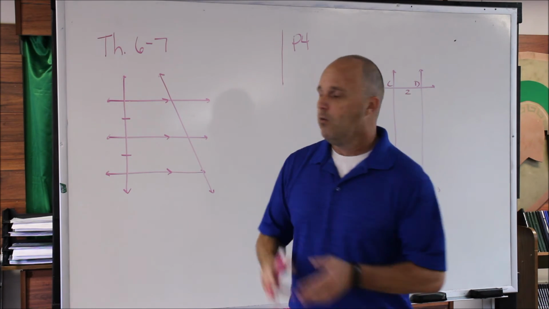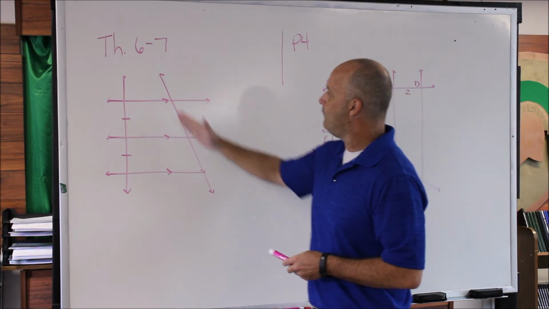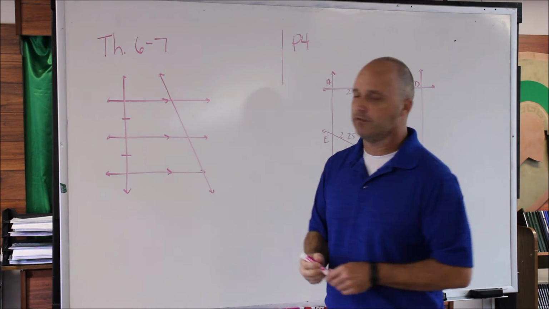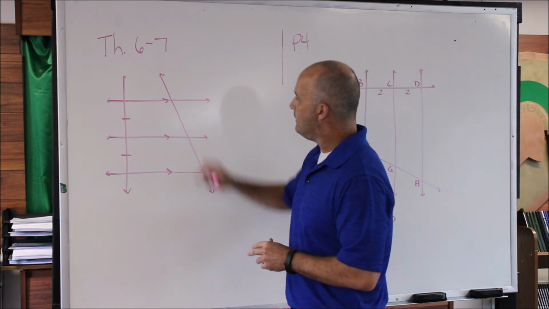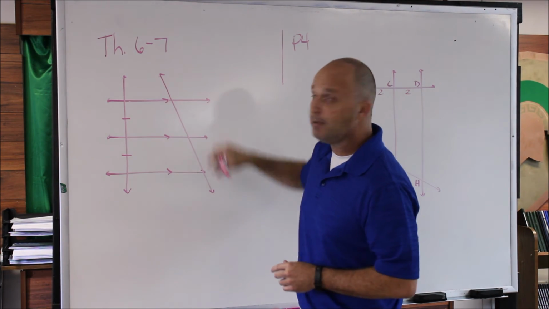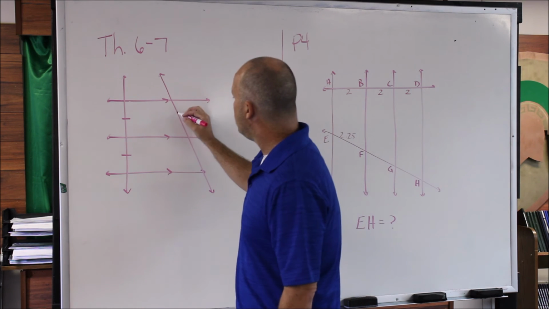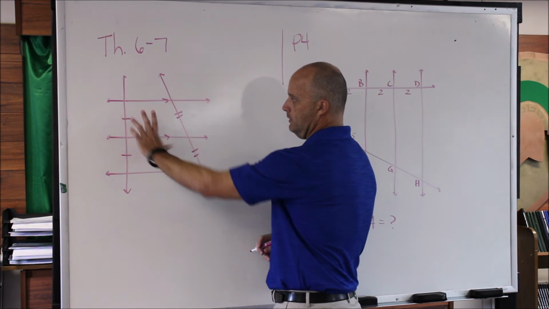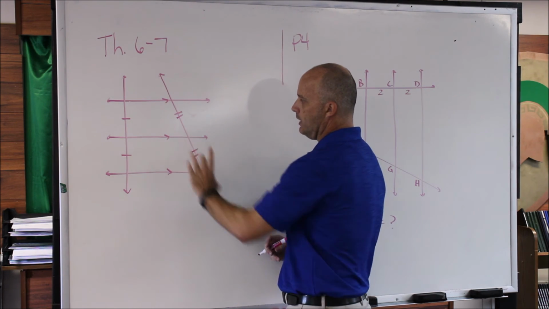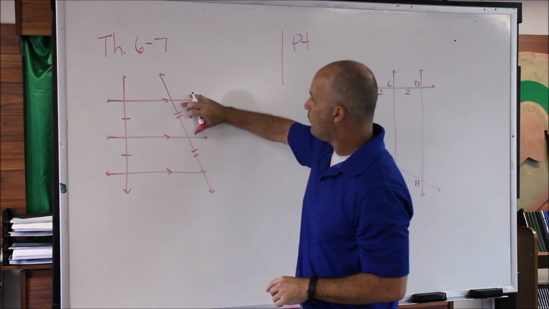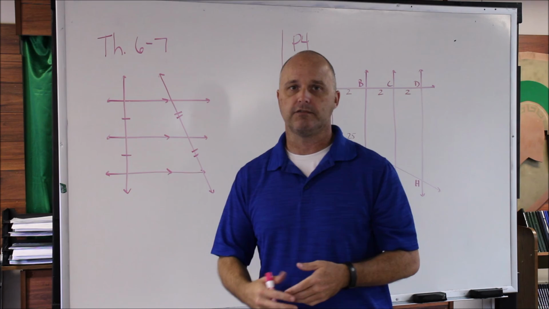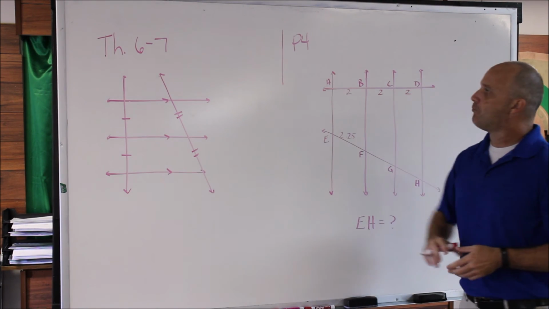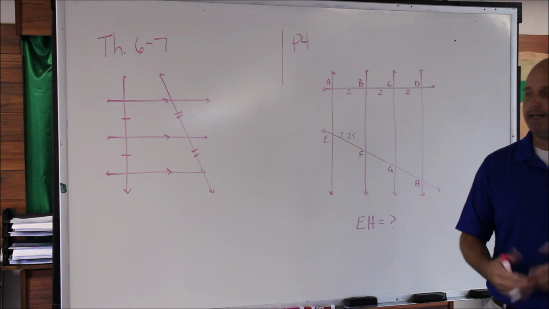What that then tells us is that if we take a second transversal and run it through, the segments that are cut by these parallel lines are also going to be congruent to each other. Now they're not congruent to this one, but they will be congruent to each other because they are running through equidistant spaces. So if we look at problem number 4, we're going to apply that same idea.